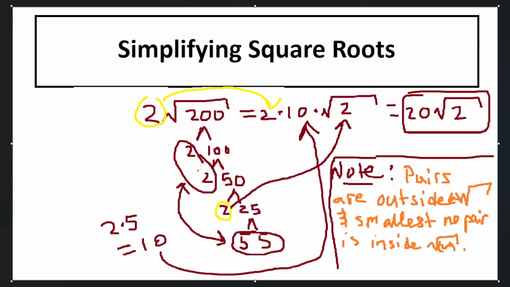And then this 2 pair and this 5 pair get multiplied. These same pairs get multiplied. 2 times 5, 10, and that goes outside of the square root. And then this 2 gets multiplied with the 10 to give you 20 times the square root of 2.